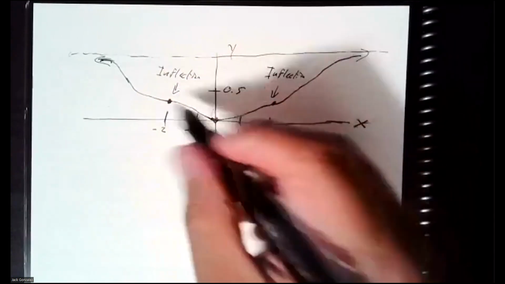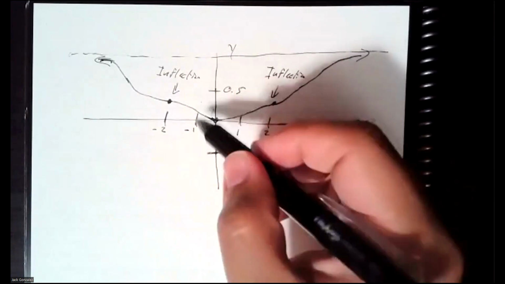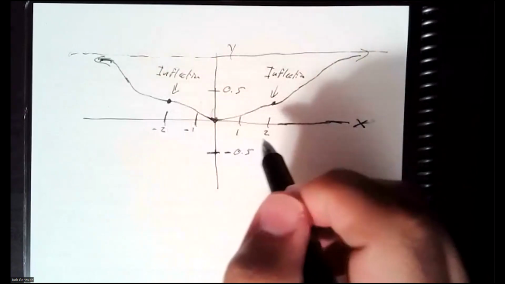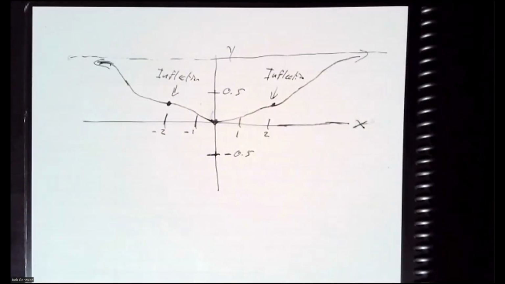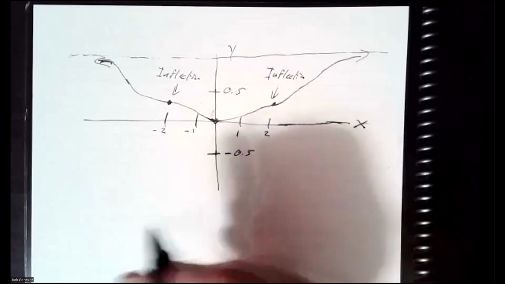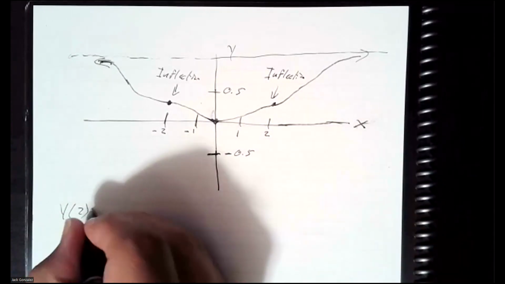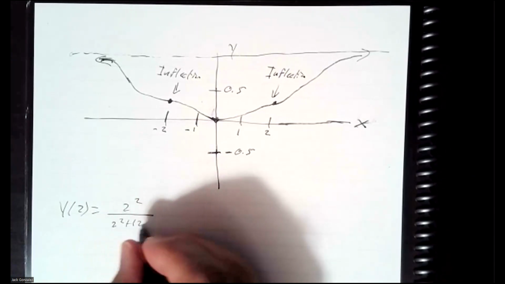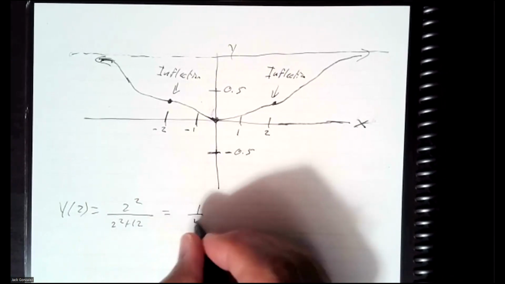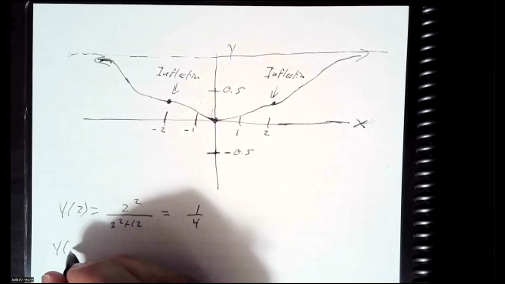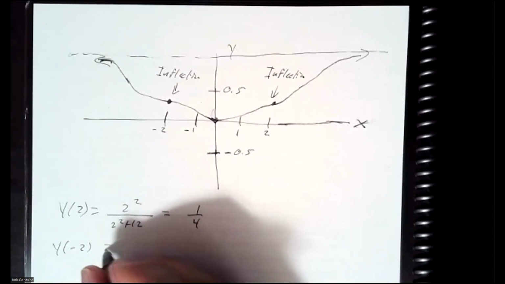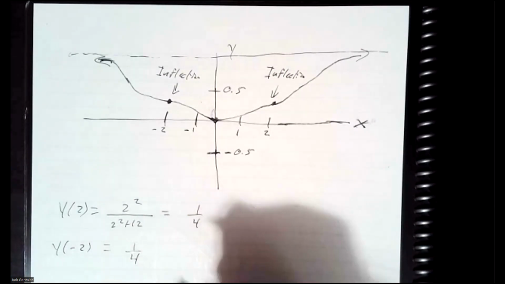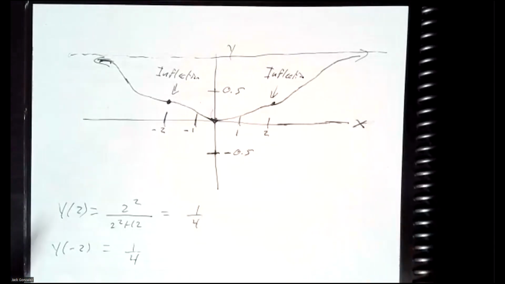Right there, we're changing from concave down to concave up. Do you agree with that? Yes. And you'll find these points by just plugging them in, right? Because y of 2 is equal to 2 squared over 2 squared plus 12, which is 1/4. Y of -2, same thing, 1/4. That's why I got these guys.